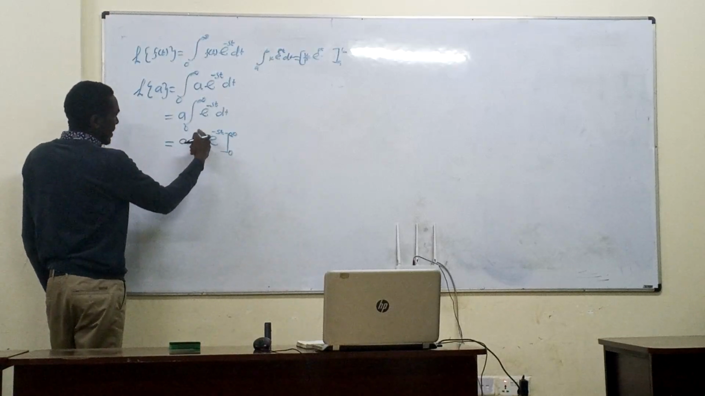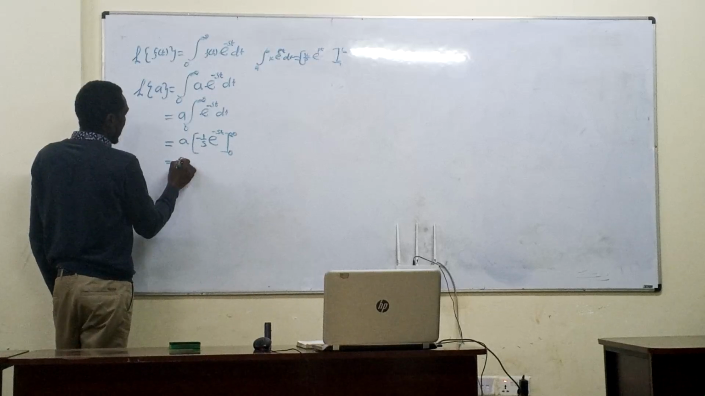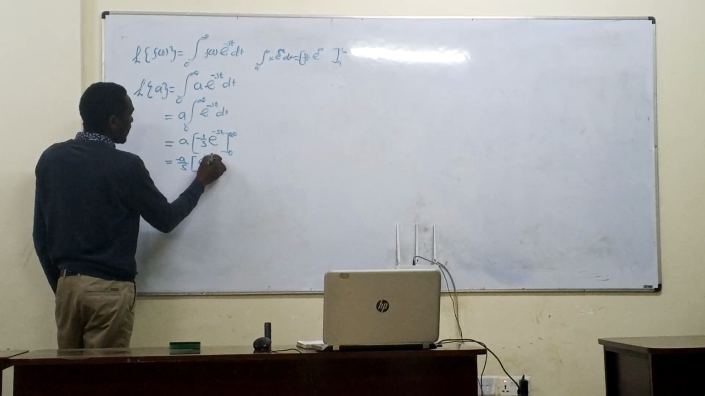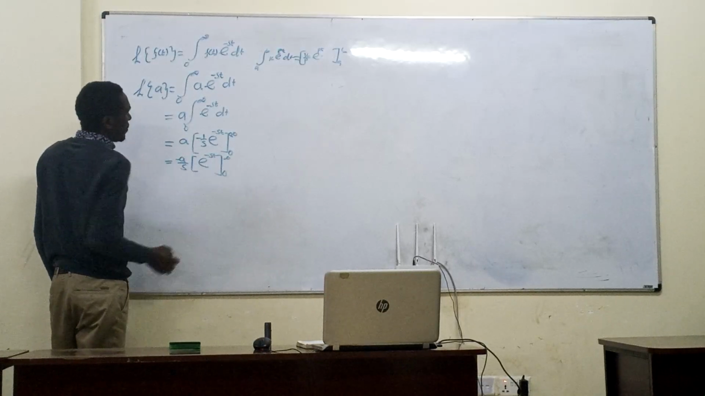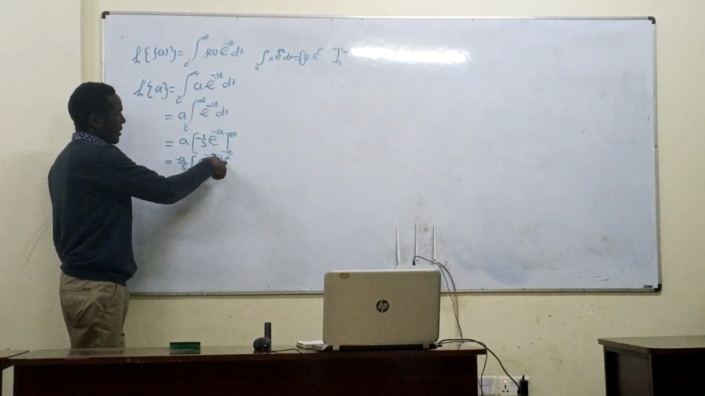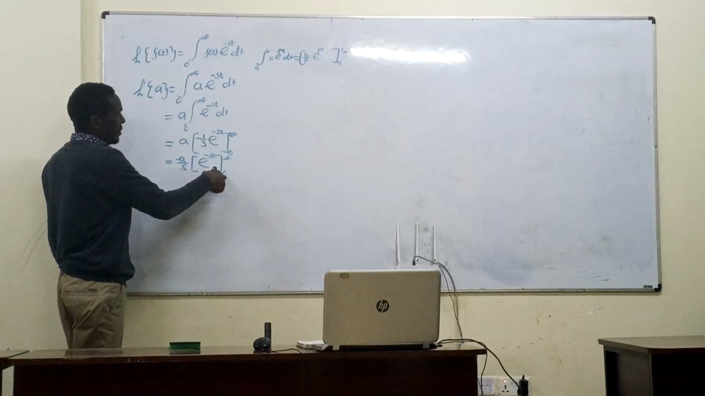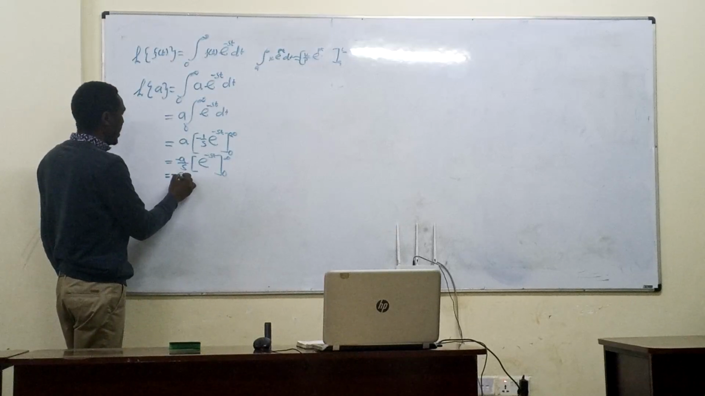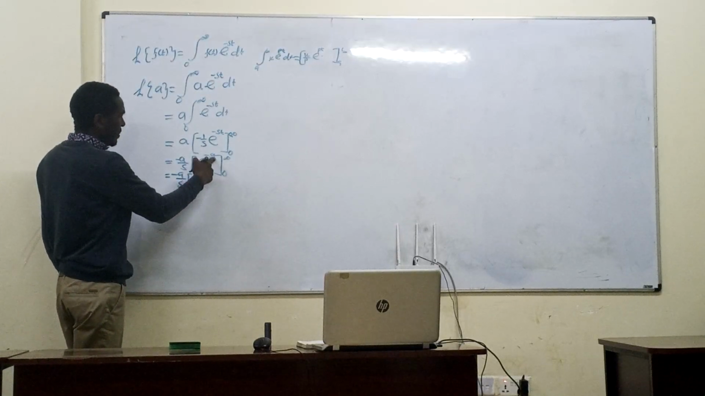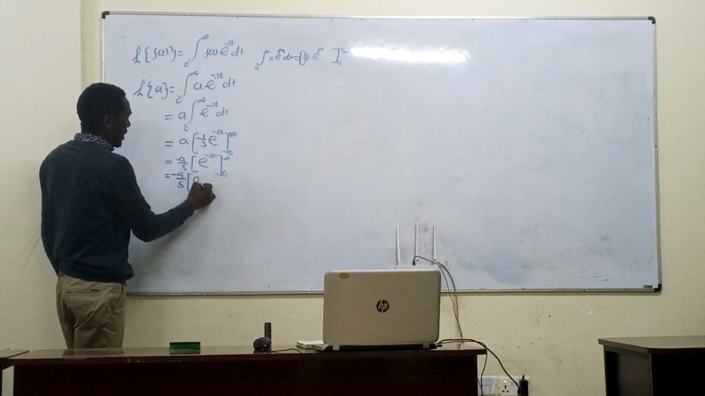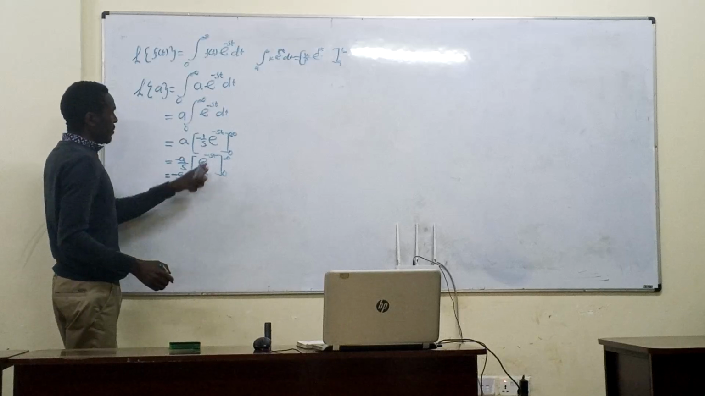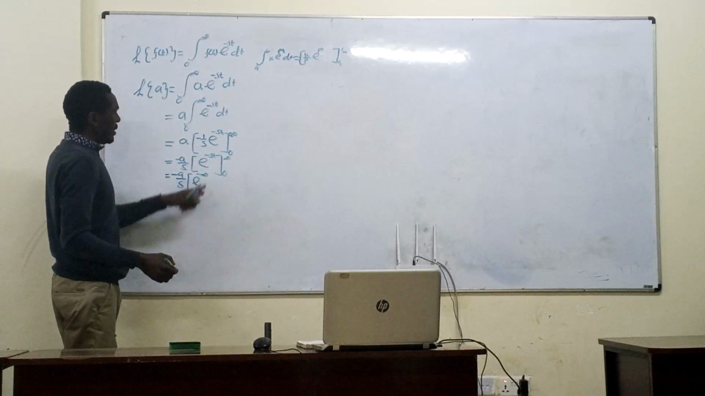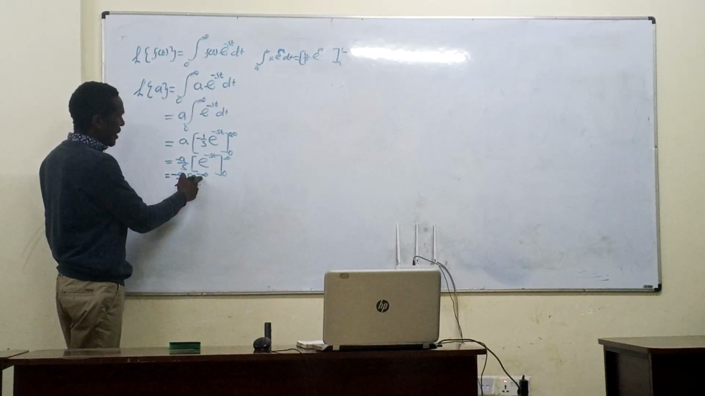Now what I do is take this fraction, which is also a constant, 1 over s, outside, and I have exponential negative st from 0 to infinity. Now substitute infinity for t, substitute 0 for t, and get the difference between the two substitutions. So we have negative A over s into, first substituting the upper limit, exponential negative infinity, because s is much smaller than infinity. So the whole exponential becomes negative infinity.